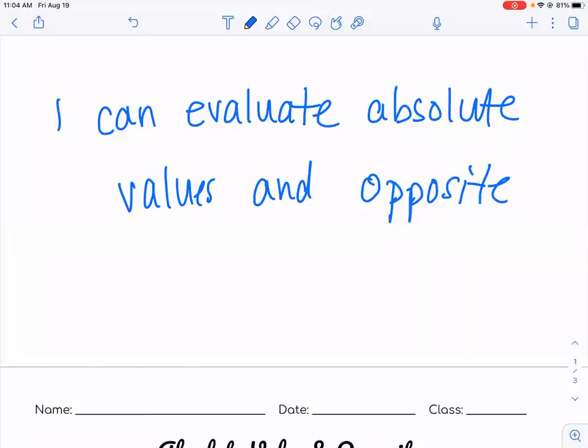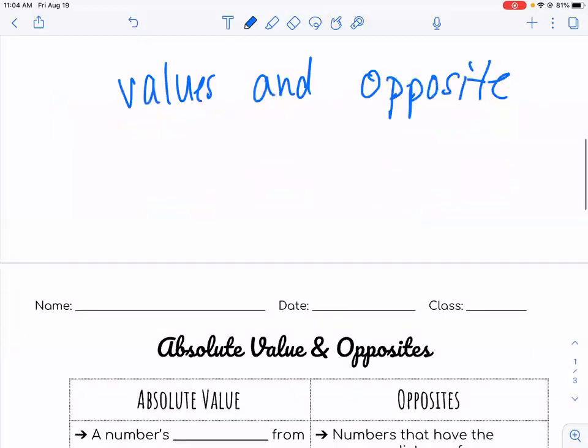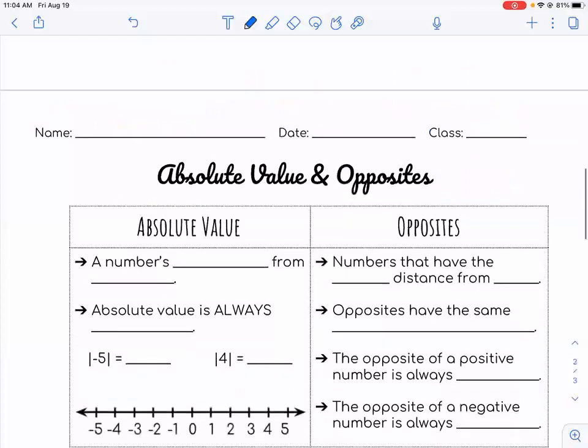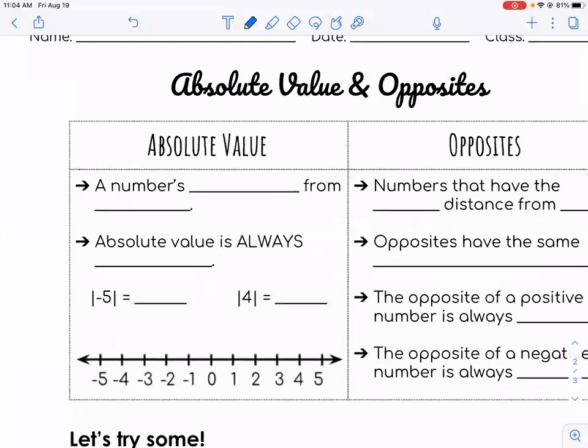Okay, so by the end of today, my goal is for you to walk out of here being able to understand an absolute value and an opposite. Trend says we're going to be okay. All right. So go ahead and turn to page 1 in your notes. Okay. And we're going to focus on absolute value first.